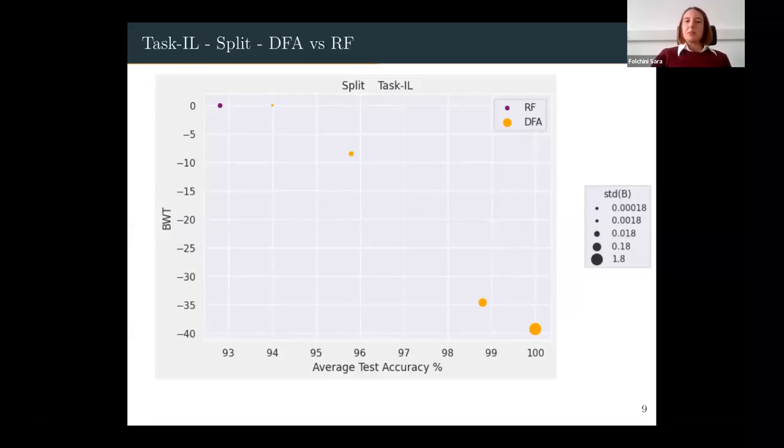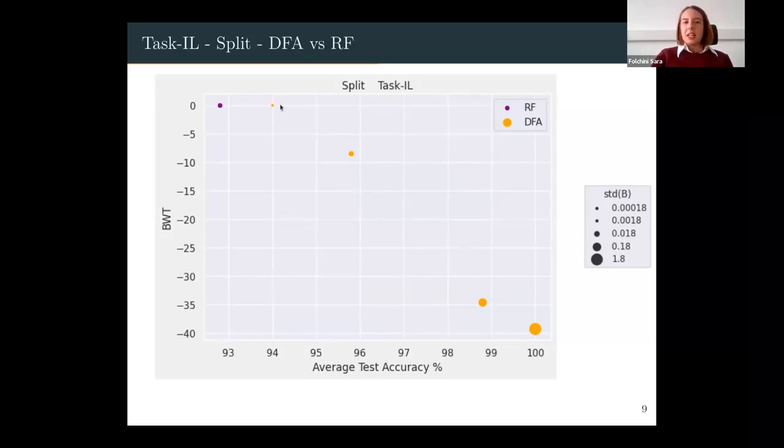So our first baseline is a random feature model, because DFA can risk approaching a random feature model when the variance of the feedback matrices becomes very small. We actually find that the variance of the feedback matrices is the parameter that can tune DFA along the plasticity-stability trade-off. DFA can reach zero forgetting, or can reach 100% accuracy with minus 40 points of forgetting, depending on the variance of the feedback matrices.